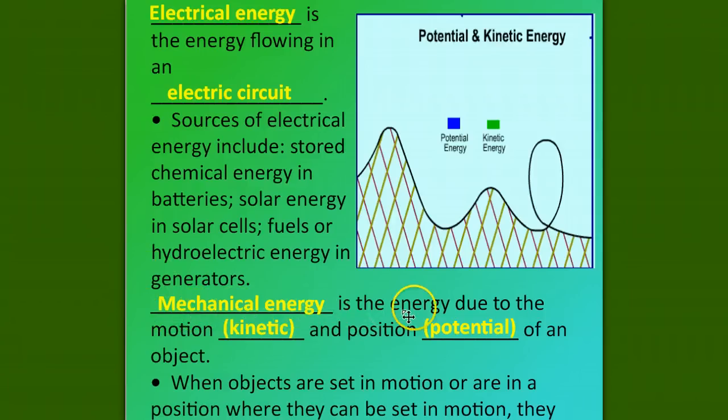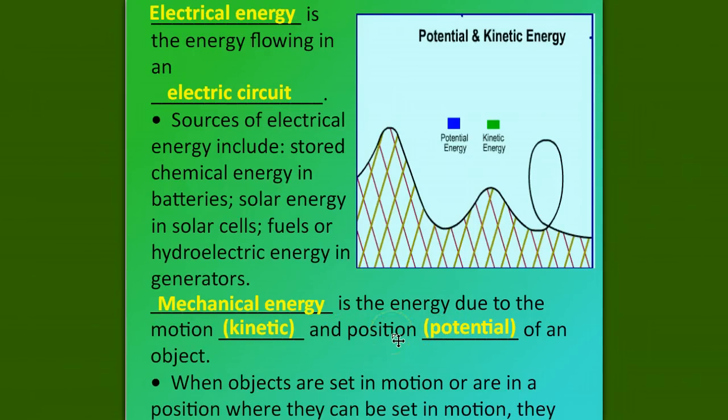Mechanical energy is the energy due to a motion and position of an object. We call the motion kinetic energy. So it's kinetic mechanical energy. Mechanical energy is broken up into two pieces. One part is called kinetic, which is energy due to the motion. So I think kinetic, you think motion. Kinetic, motion, kinetic, motion. And position, which is potential. Position starts with a P, potential starts with a P.